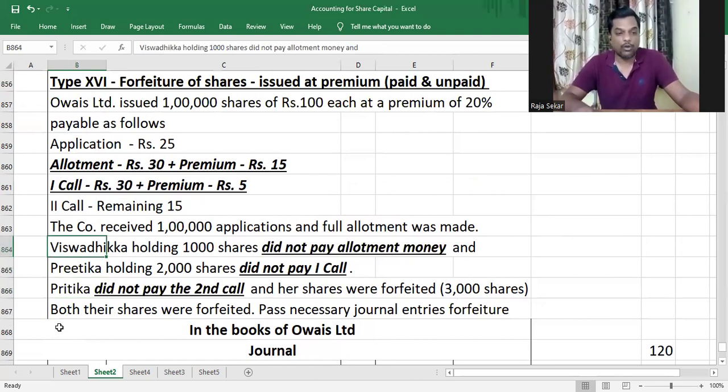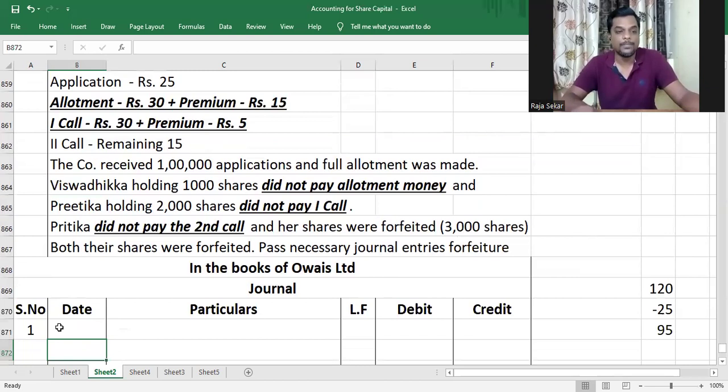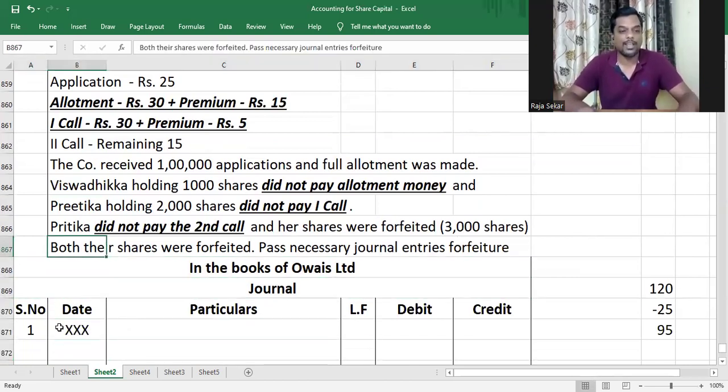We'll do it separately for all the three shareholders. As I've already told you before, whenever there is more than one shareholder whose shares you have to forfeit, it's always better to do it separately for them instead of doing it together. So I'm going to do it separately. First we'll forfeit Vishwadika's shares. Vishwadika did not pay allotment.